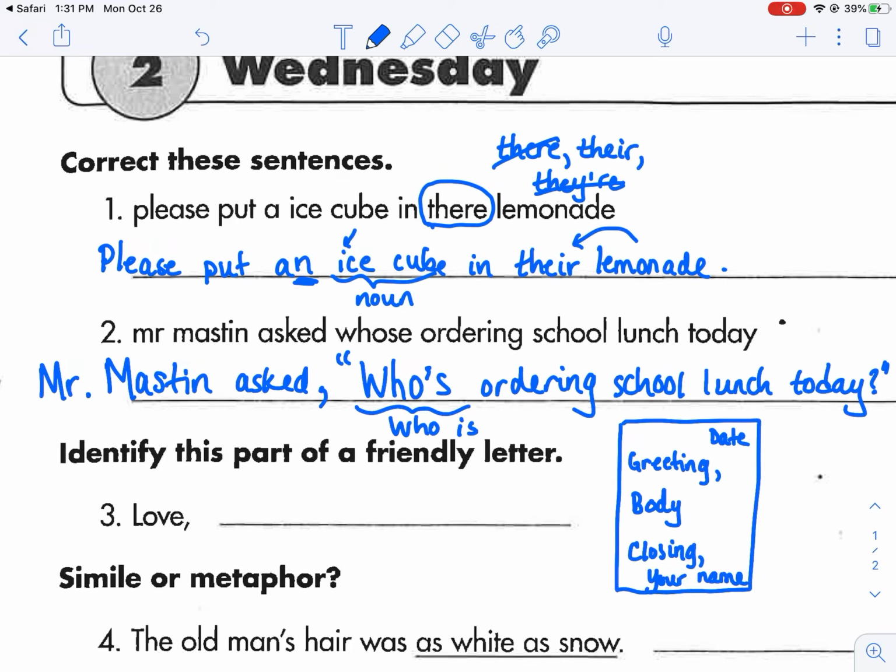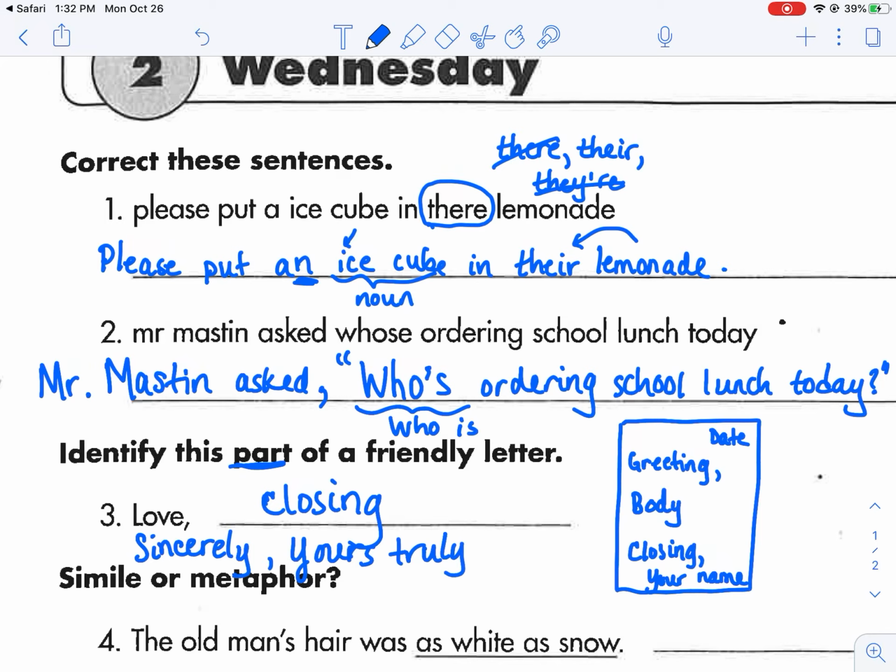A closing could be something like the word love, so this is considered a closing of a letter. Or you would use love if it's someone you know very well to close the letter. Other ways to close a letter would be sincerely. That's a common way if it's something more formal. Or yours truly. And there are many other ways to close a letter. But this part of the friendly letter is the closing.